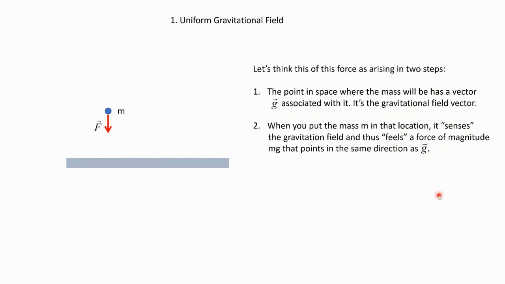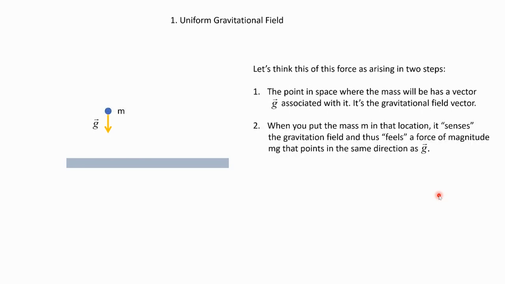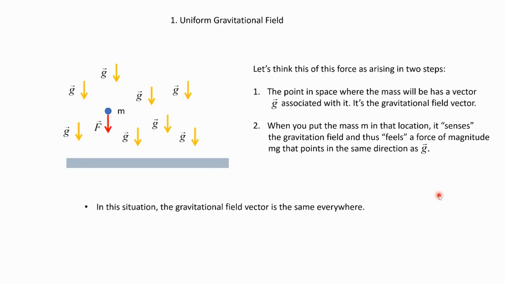Right, so the two parts are the point in space has a gravitational field vector because we're near the Earth. You put the mass there, it senses that and experiences the force. Right? So in this situation, the gravitational field vector is the same everywhere because I'm assuming that we have a uniform gravitational field.